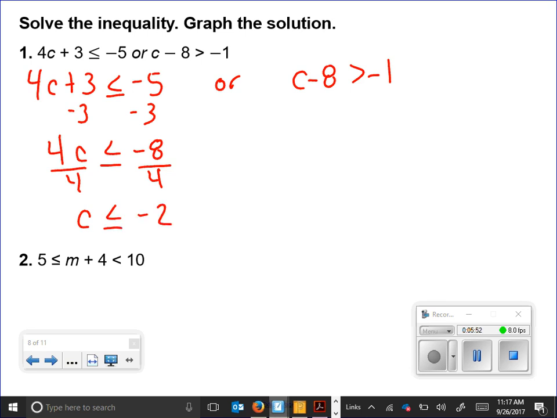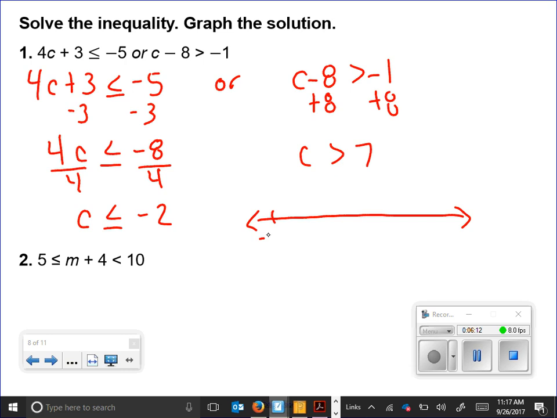C is less than or equal to -2. Then I'm going to add 8 to both sides. C is greater than 7. So notice when you have or, your arrows are going to be going in opposite directions if your variable's in front, because you're going to have that union where they're going in opposite directions.